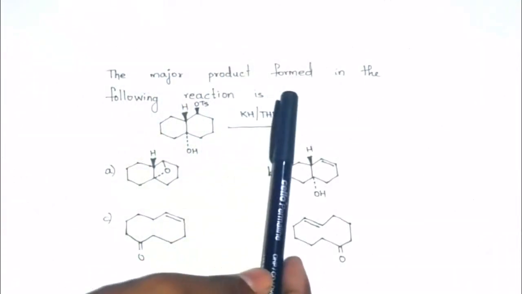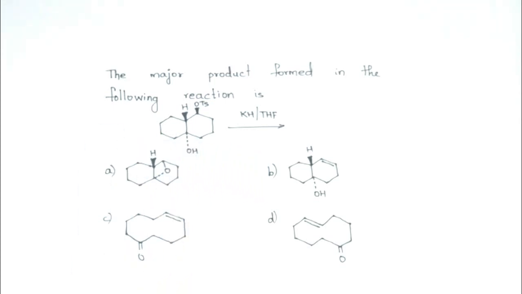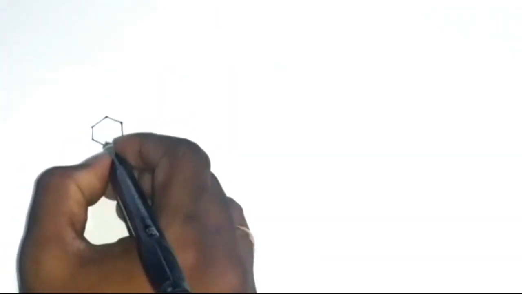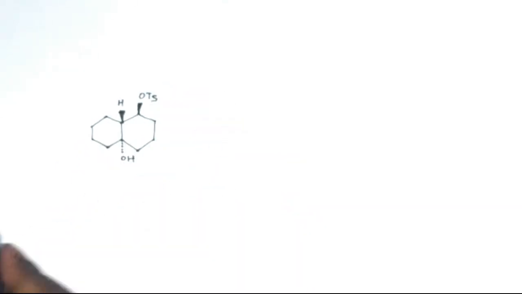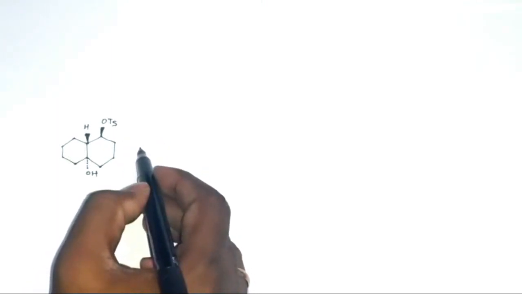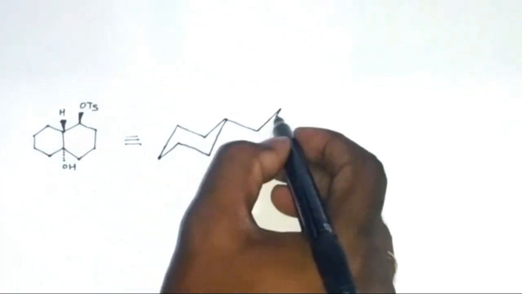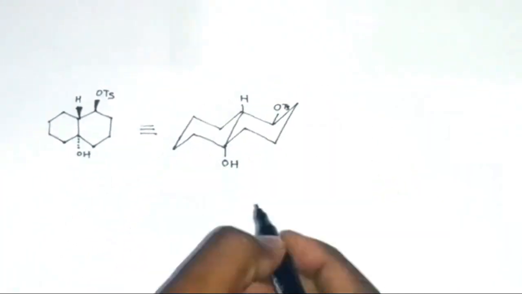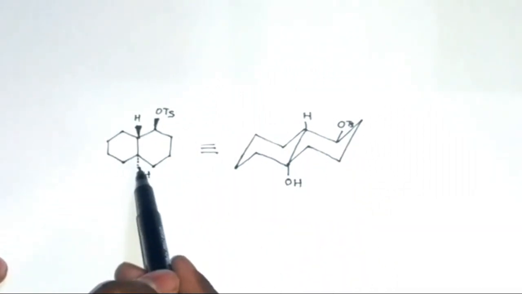The major product formed in the following reaction is... Let us consider the reactant. We need to draw the equivalent structure of this reactant. This is the equivalent structure for the reactant.